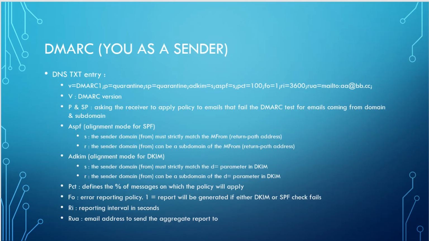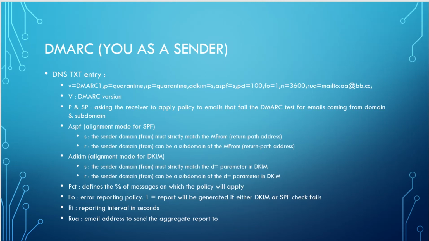Okay, so DMARC, you as a sender, you have to create a DNS text entry. I'm going to break it down. It's for the DMARC version. The P and SP, we're going to ask the receiver to apply the policy to emails that fail the DMARC test for emails coming from the domain, which is the P, or the subdomain.